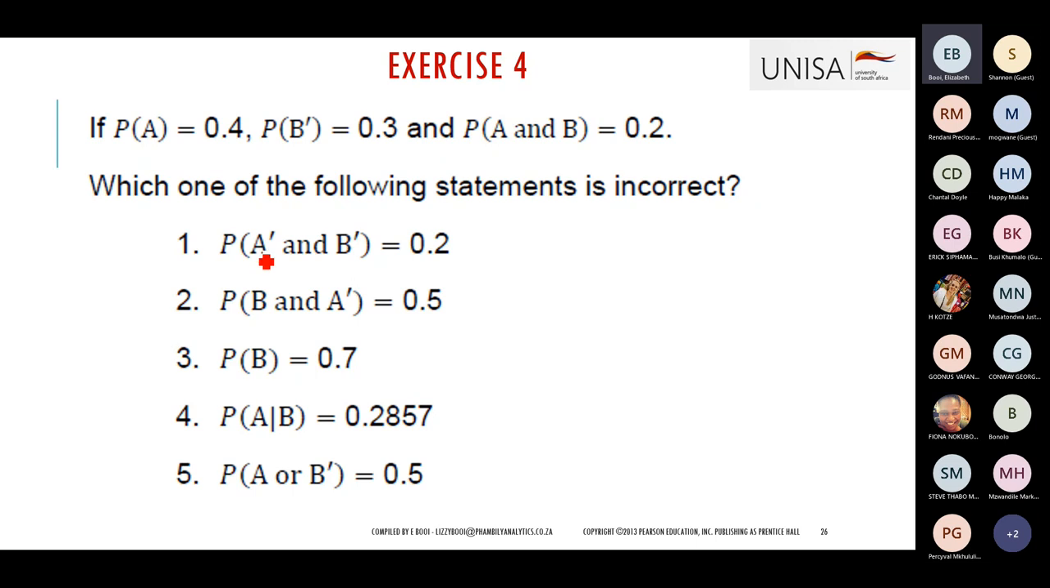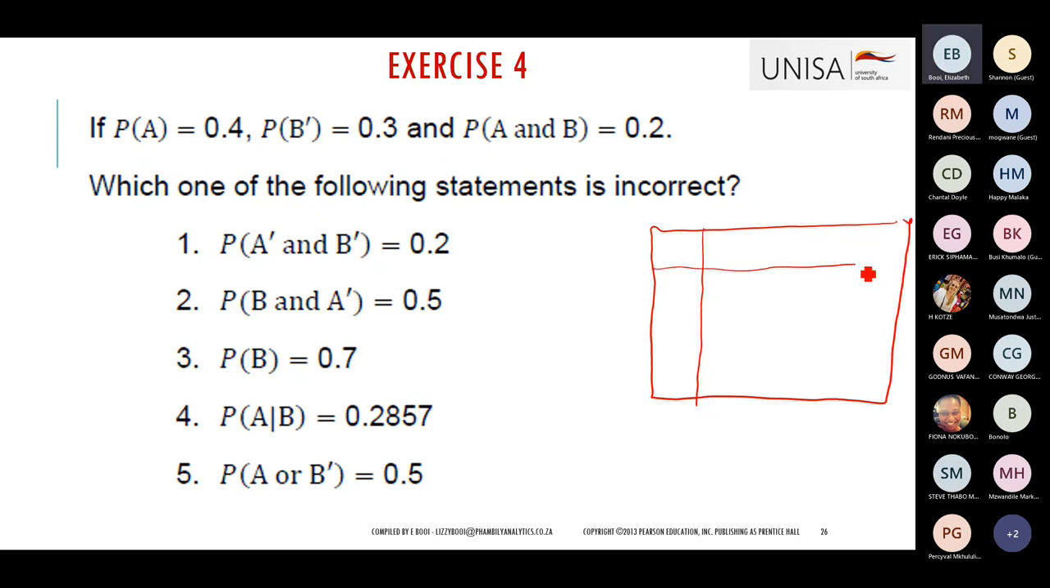A and B is not a complement of A complement, B complement. They are different. So before you answer this question, I suggest you draw a contingency table. There will be four lines: you can have A here and A complement here, and B here and B complement there, and there you will have your totals. Like I said, you can take the information given and create your own contingency table.